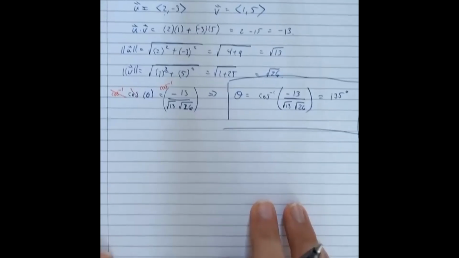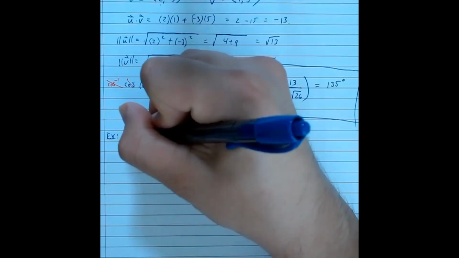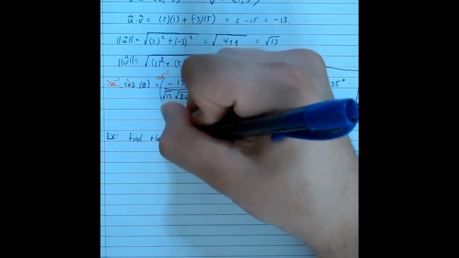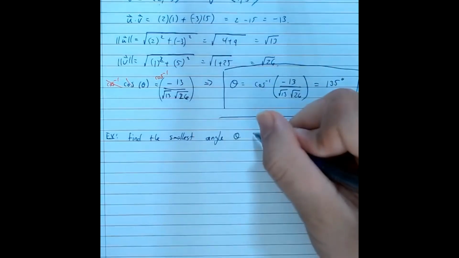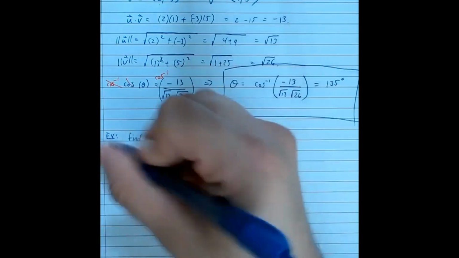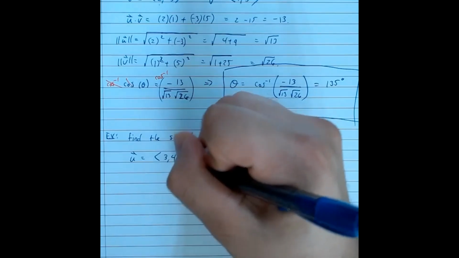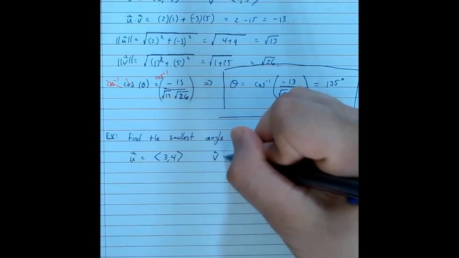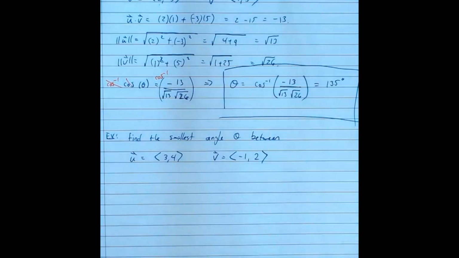So as the last example for the section, go ahead and try one. Find the angle, find the smallest angle theta between the vectors u, which let's go with 3, 4, and the vector v, let's go with negative 1, 2, because why not? All right, so go ahead and pause the video and go through and find an answer. Once you've found the angle theta, go ahead and unpause the video and we'll go through it together.